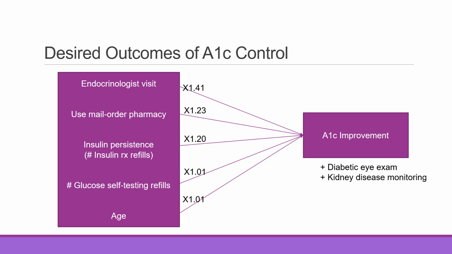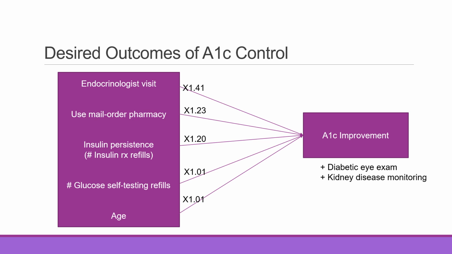And insulin persistence, that was measured through the number of insulin refills. So as you can see, those two measures are relevant, because if you signed up for the mail order pharmacy for auto refill, then the insulin persistence rate is going to go up, as the insulin will be delivered to your doorstep conveniently at the right time that you signed up. And the number of glucose self-testing refills was also mildly relevant to A1C improvement, as well as age. But as you can see, age was not a modifiable factor.